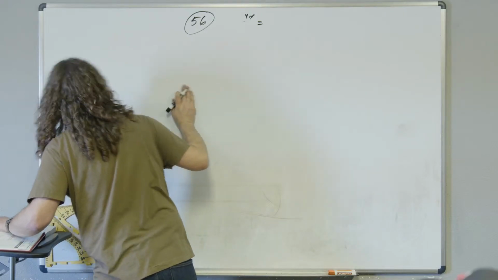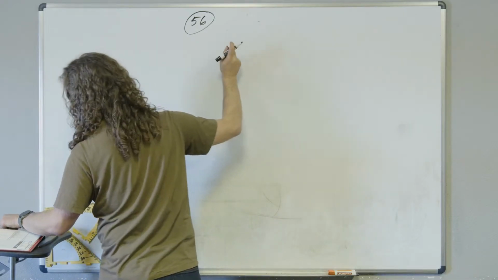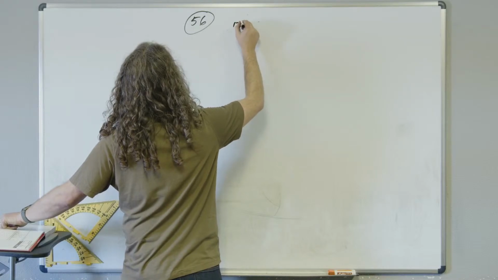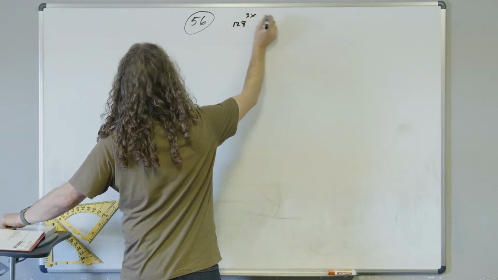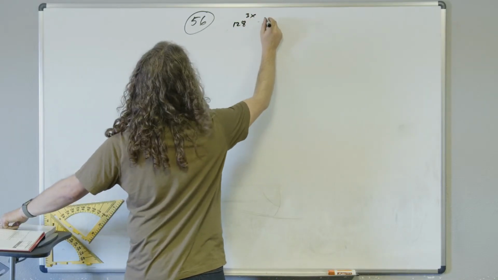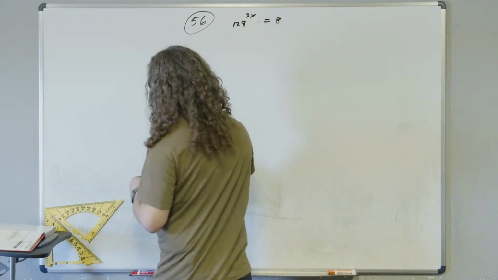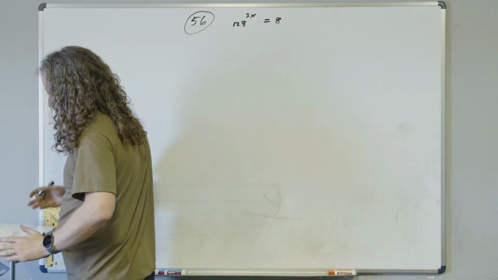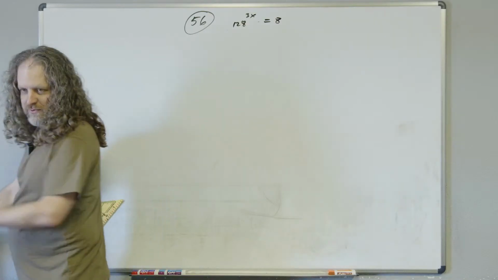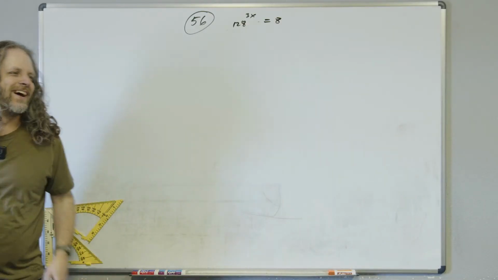I don't know what I wrote. I'm looking at 2 different problems at once. What's happening here? 128 to the 3x equals 8. No, actually, the way I was writing it, it would have been solvable. The answer wouldn't have matched in the book.